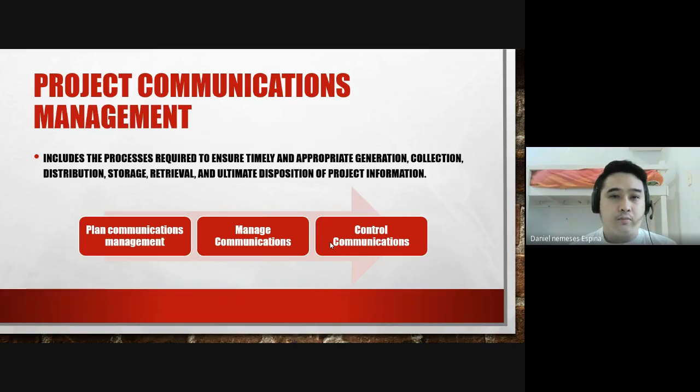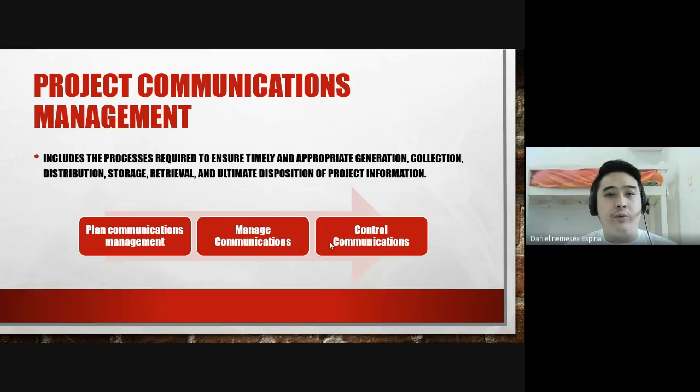We also identified our stakeholders and asked about their information needs. So in this part, we're going to manage when and what information we are going to give to our different stakeholders. There are three basic processes under project communications: plan communications, manage communications, and control communications. After planning, you need to implement the plan, and then there should be constant control if there are changes to your plan or a need to update your plan.